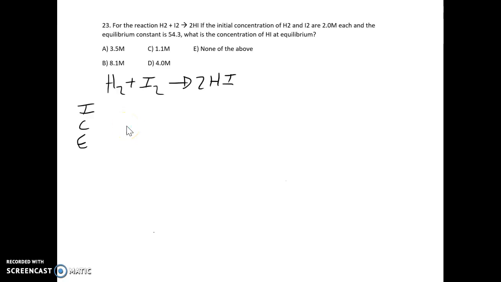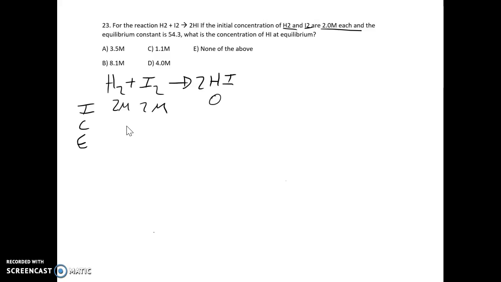Alright, so we've set up our ICE table, and for the initial concentration of each, they tell us that for hydrogen and iodine, they are 2 moles each. So 2 moles. And then for hydrogen iodide, we don't know, so we're going to put a 0 for the initial concentration.